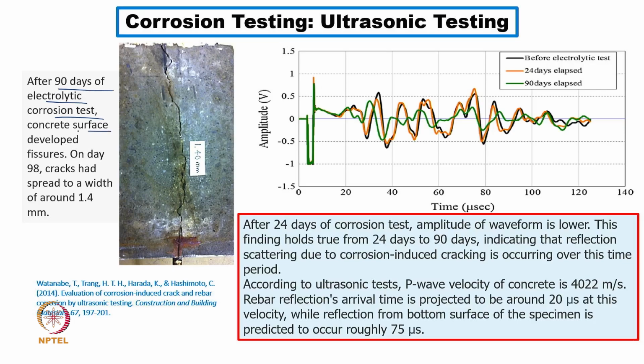They find some sort of surface change, and you are able to see the deep crack, which was noticed after 98 days, roughly 3 months plus. On day 98 the crack had spread to a width of 1.4 mm. So, it is visible as such. In this case it is visible on the surface itself, and we don't really require ultrasonic testing.